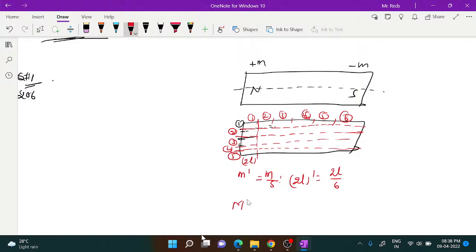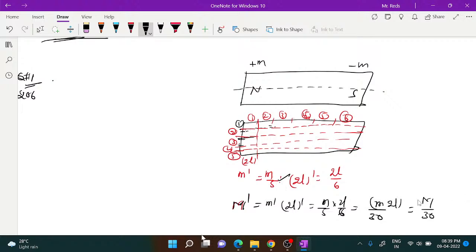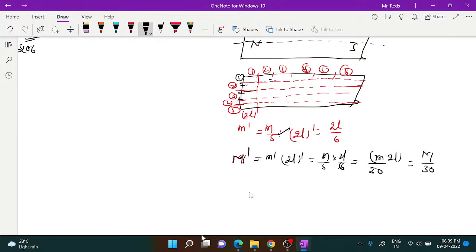So the new magnetic moment M dash will be equal to m dash into 2L dash, which is m by 5 into 2L by 6. So 5 into 6 is 30. So m into 2L is capital M, the initial magnetic moment, so M dash is capital M by 30. The new pole strength of each piece becomes m by 5 and the magnetic moment becomes M by 30. There is no such option, right? Actually there is no such option completely.